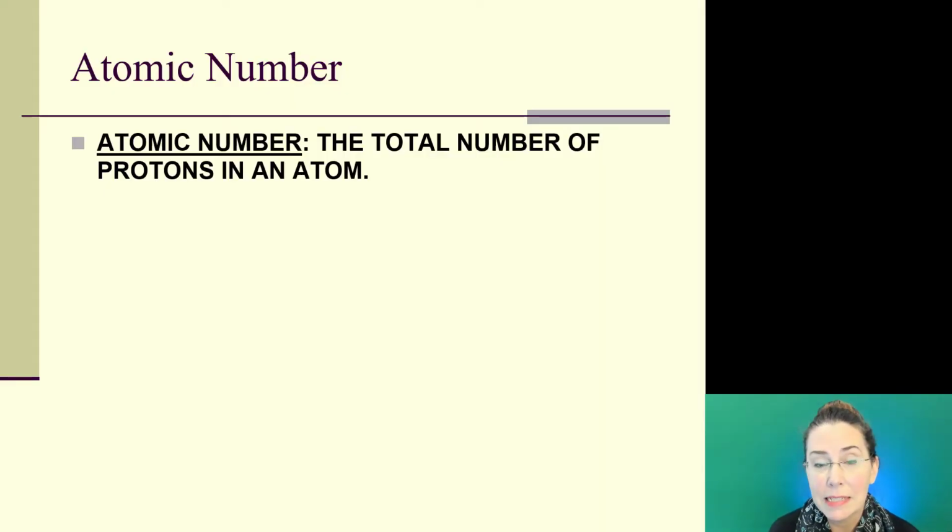Now, let's extrapolate that. If each atomic number is unique to each element, and it is the number of protons in an atom, what also has to be unique about each element? Well, that would be the number of protons in an atom. Every element has a different number of protons, and that's going to be really important to us because it's going to govern the way that they behave.